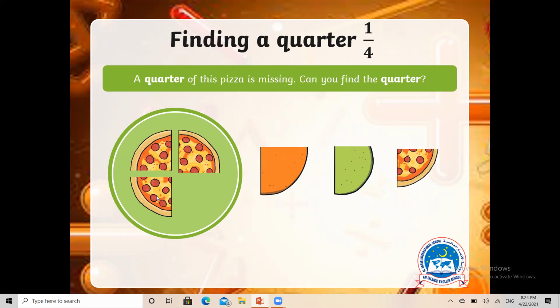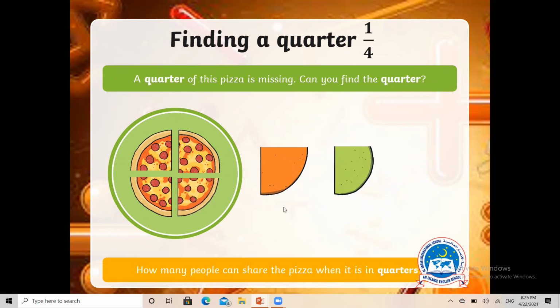Now again, we have this pizza and a quarter of this pizza is missing and we need to find it. What do you think? This one? This one? What about this one? Yes, well done. Excellent, guys. You're doing a super amazing job.